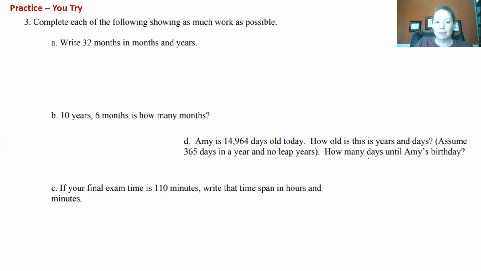So we have a couple of different questions to answer. So what do we know about days and years? We know that there's 365 days in a year. So we want to divide this number of days by groups of 365. So we're going to divide 14,964 by groups of 365. If I use my calculator and divide, my whole number is 40. So 40 years. But then that doesn't go evenly. We have a remainder.